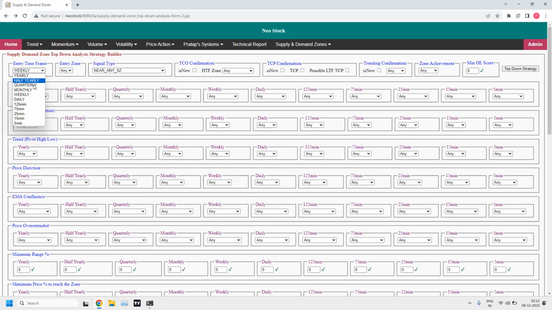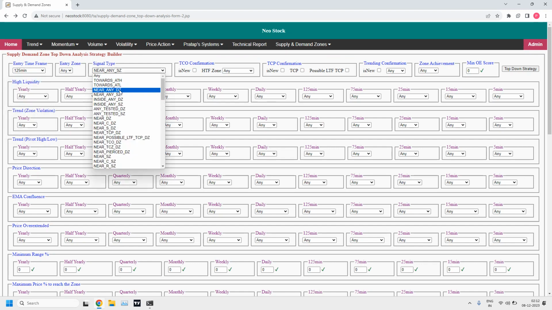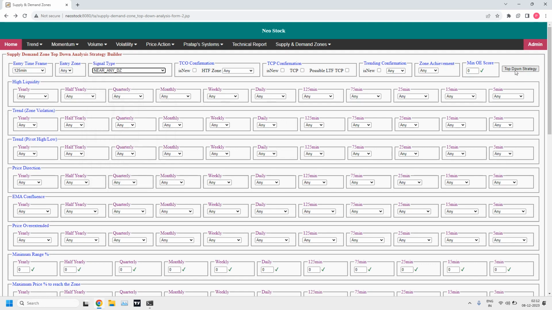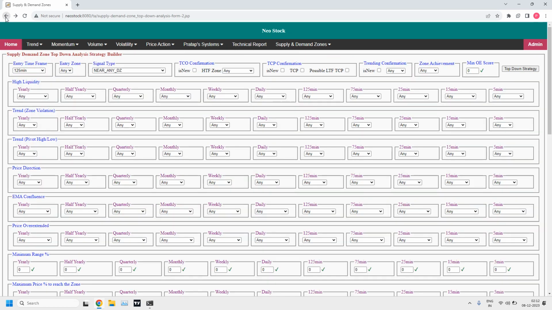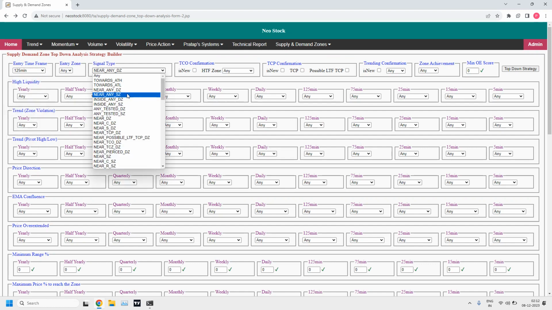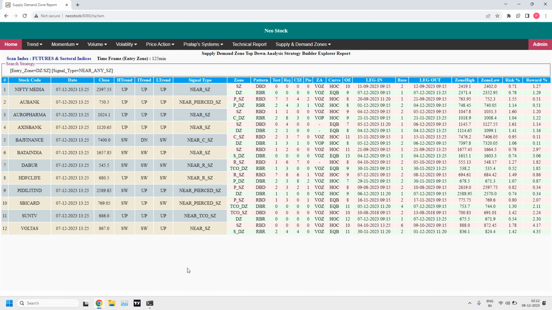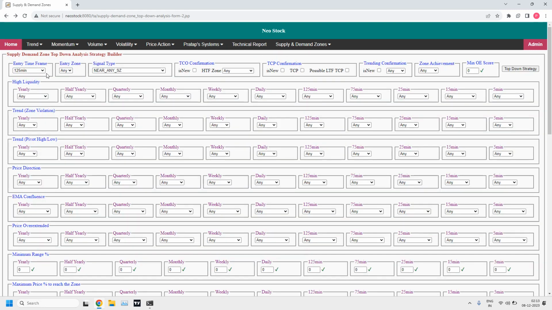Daily we already generated, and 125 minutes. So entry time frame is 125 minutes. Let us find the stocks near to the 125 minutes demand zone. So these 9 stocks are filtered. Let's go back. Entry time frame is 125 minutes. Let us find the stocks which are near to the 125 minute supply zone. So these 12 stocks are near to the 125 minute supply zone. Let's go back.